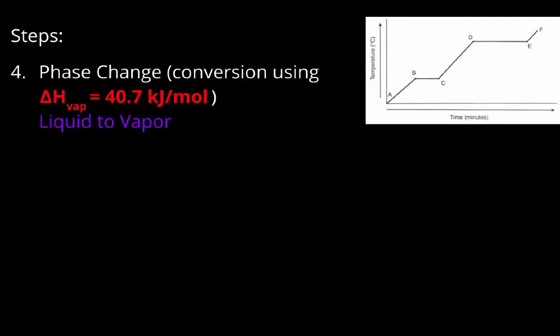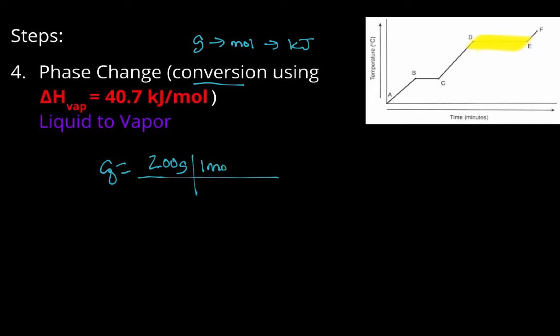Fourth step, now I'm right here. This is another phase change. So this is my liquid to vapor phase change. So for the phase changes, for those conversions, you're going to go from grams to moles to kilojoules. Anytime you have a phase change, that's always what you're going to do. So I'm going to start with my 2 grams of water. 1 mole of water is 18.02 grams. And then this time, since this is vaporization, I'm using the 40.7 kilojoules per 1 mole. So for this one, this gives me 4.52 kilojoules.